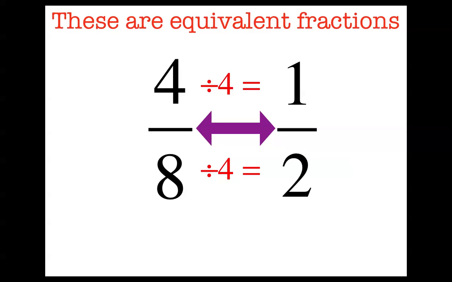They're equivalent fractions, and you're actually allowed to divide the top and the bottom of a fraction by 4 as long as you do the same thing to the top and the bottom. So you could divide the top and the bottom by 2, or heck, you could even multiply the top and the bottom by 2, or by 10, or by 12, or by 1.38 if you wanted to, as long as you do the same thing to the top and the bottom.